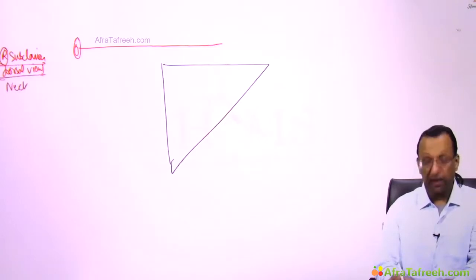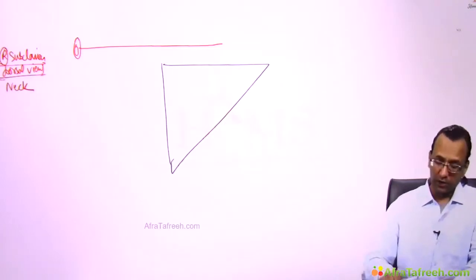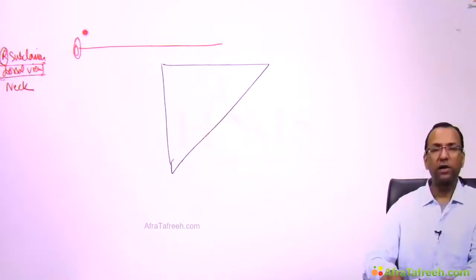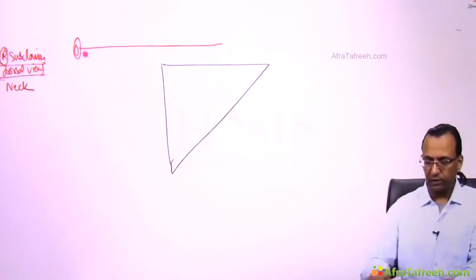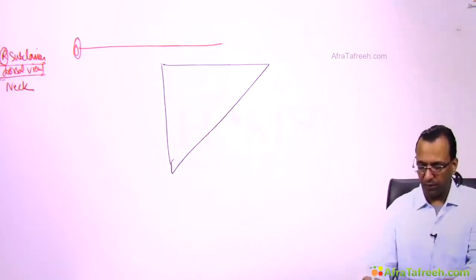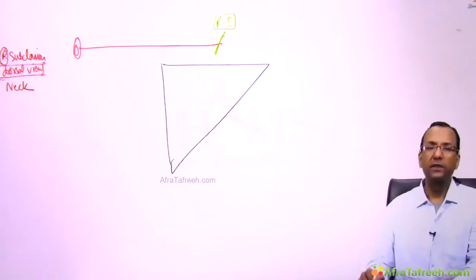Yes, it was running in the neck region. So this is the dorsal view of the right subclavian artery running in the neck region. Then what is it doing? It will reach the outer border of the first rib, and at the outer border of the first rib, it will enter the axilla.